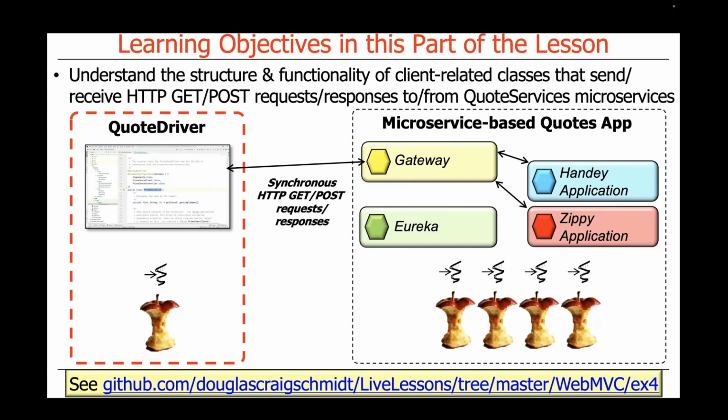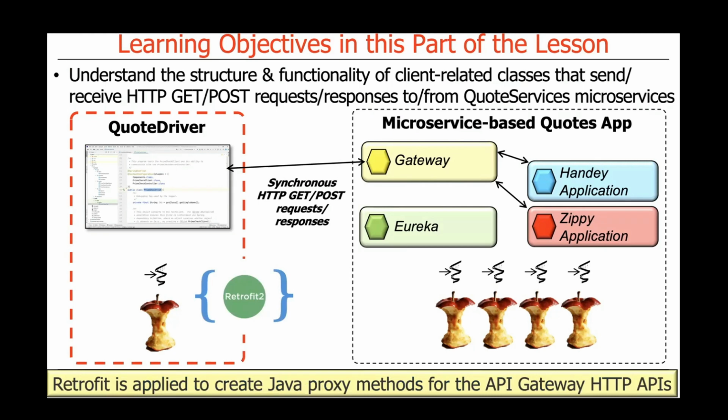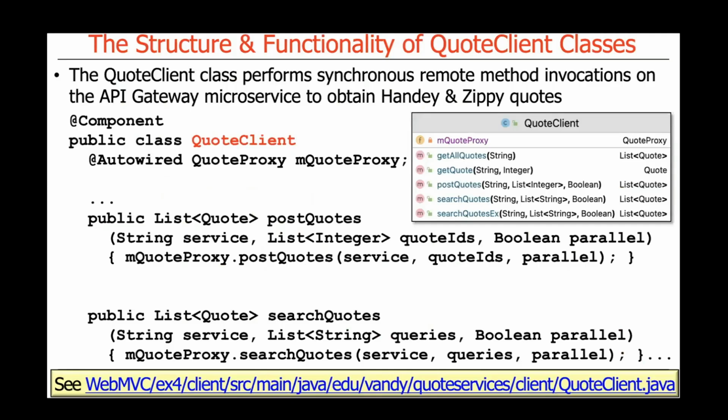And as usual, you can get all this code in the EX4 project in my web MVC folder in my live lessons GitHub repository. We're also going to talk here about how to apply Retrofit to create Java proxy methods automatically for the API gateway HTTP APIs. And this is a really fascinating topic, and I'm going to talk about it here, and I'm going to give you some pointers to other resources to look at for more information about how to do this effectively.